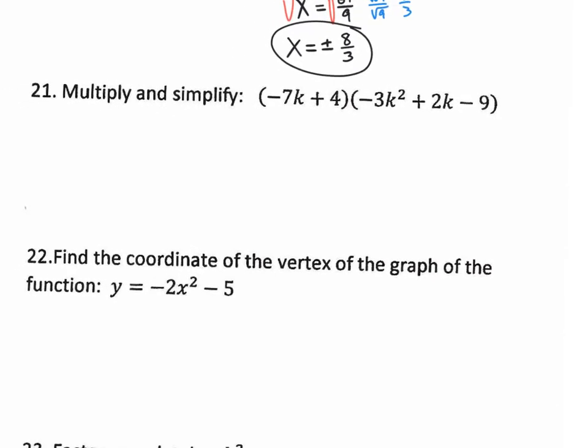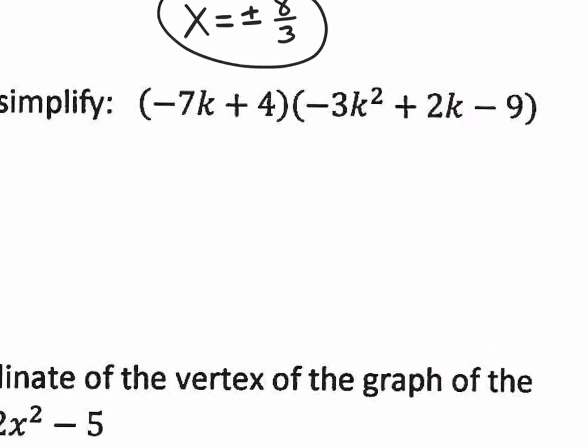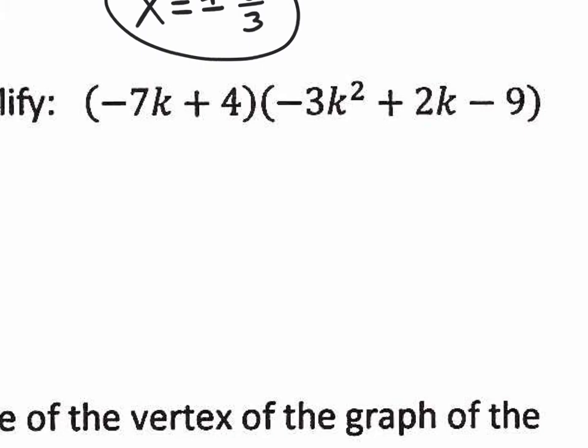This is multiply and simplify. What does that mean? Just distribute and then afterwards combine like terms. Okay, so we're going to distribute one term at a time. As you can see, this is a binomial. There's two terms. So I'm going to ignore the 4 for a little while, and I'm going to distribute the negative 7k.